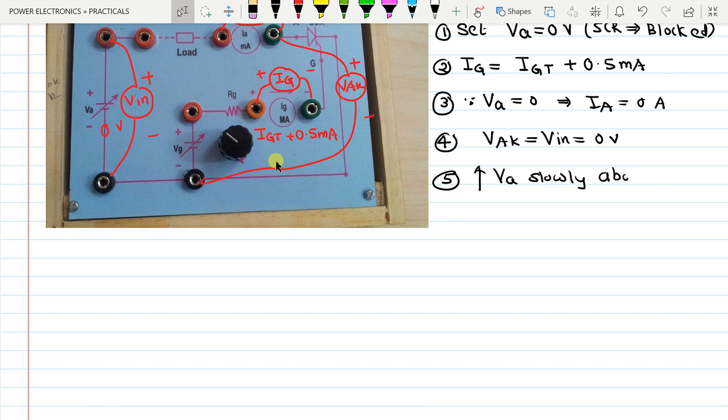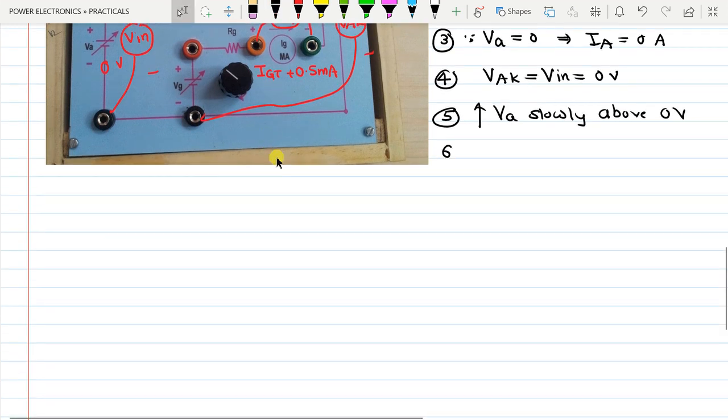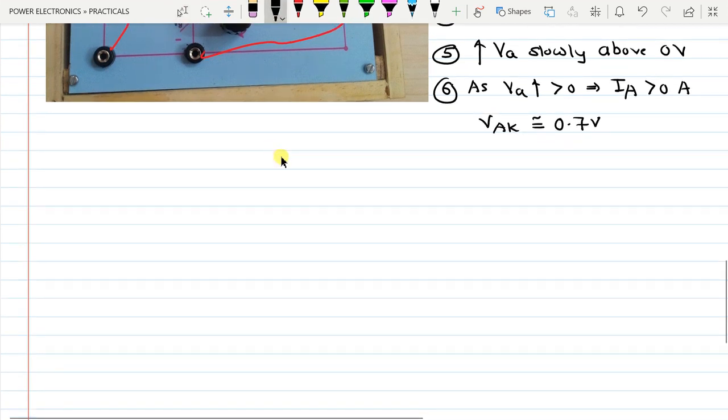slowly above 0 volts. So what you will observe is that as VA increases greater than 0, the device current IA also goes on increasing above 0 amperes, and we will also see that the SCR drop at one point of time becomes equal to 0.7 volts. So now what you have to do is check whether each new value of IA is the latching current.